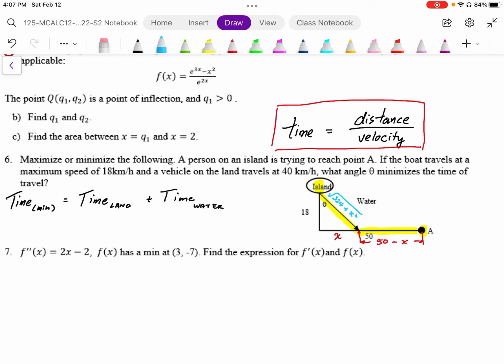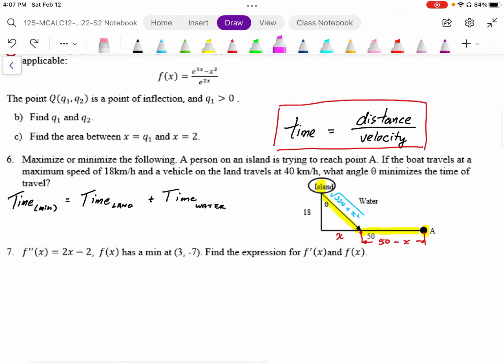So in this problem, we're trying to travel from the island along the water and then along the land to point A. So we could take a path like this, straight to land and then straight across to point A. And that will minimize the time on the water. So our velocity on the water is slow, and then we have maximum time on land. But the problem with that is that it's the most distance.